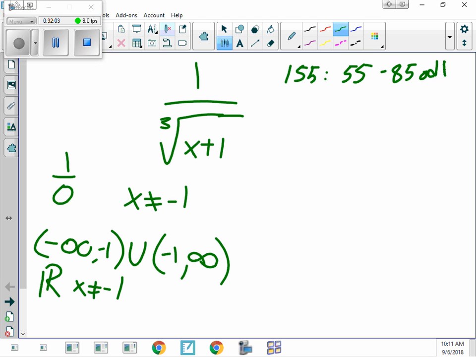Now, 83 and 85 are actually different problems. They don't have instructions, and sometimes the book does that, and it's a little bit confusing. So in 83 and 85, you're not looking for the domain. Just answer the questions that it asks.